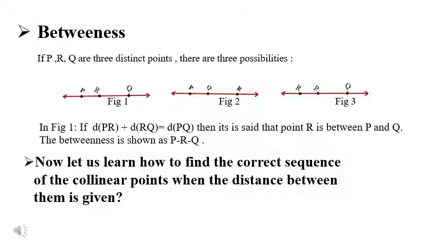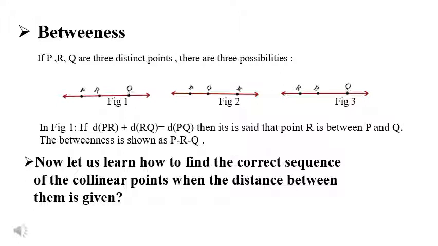So here we have an example of 3 collinear points, P, Q and R. We have 3 possibilities when we have 3 collinear points, the way they are placed or the sequence. First, you can see figure 1 is PRQ, figure 2 is PQR and figure 3 is RPQ.